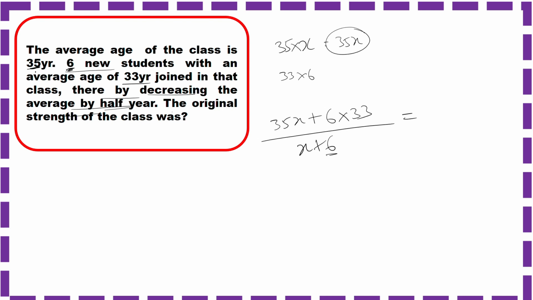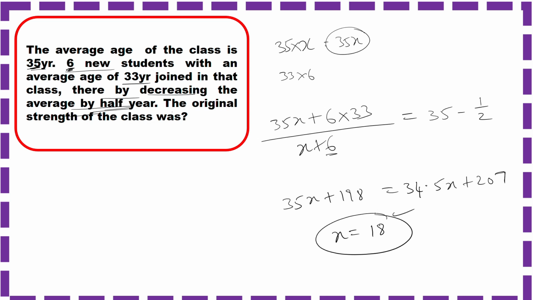So initially the average age of the class was 35 years, but now it was decreased by half a year. So 35 minus 1 by 2. So simply solve this equation, take the LCM and cross multiply. You will get 35x plus 198 is equal to 34.5x plus 207. Now I didn't take any LCM here, so just calculate this. You will get the value of x. So after calculation you will get x as 18.